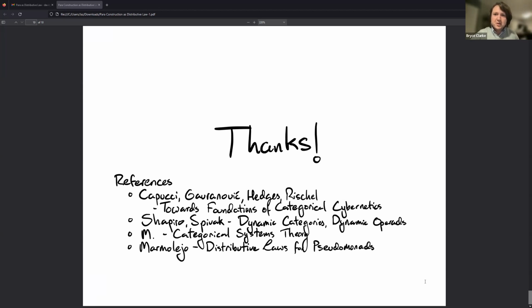So, I guess I'm curious to know if there's a nice way to identify which double categories arise from these distributive laws with the arrow category. Yeah, that's a great question. There's some obvious features, as Matteo was pointing out. They all have companions in the right way.